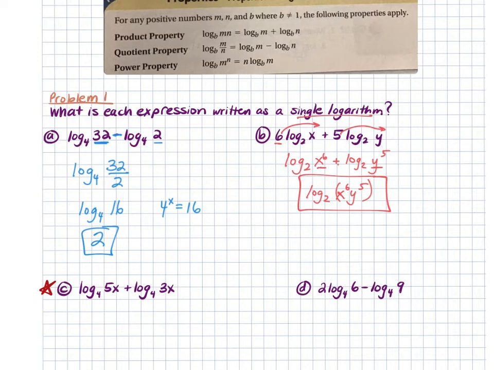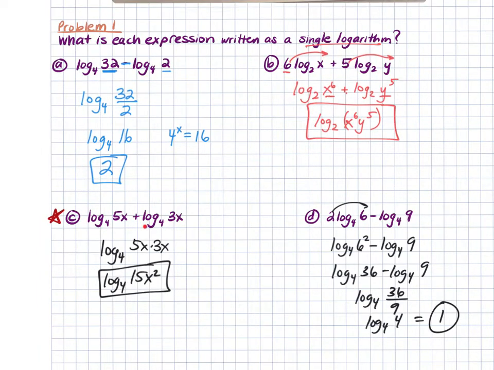Okay, that's using properties of logs to condense them. So try these two on your own after pressing pause and then check back for the solution. Okay, so for this one, you can see it's log base 4, it's just adding here, so we have a factor times a factor, and that's just log base 4 of 15x squared.